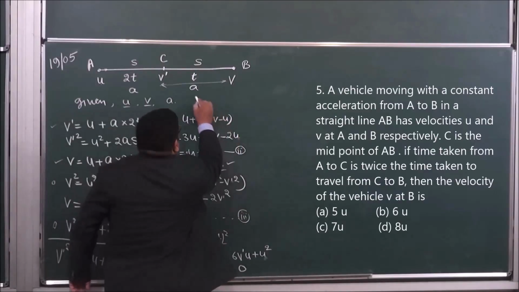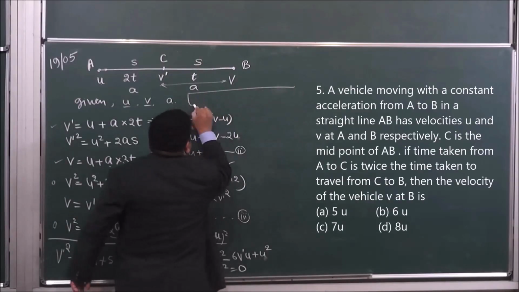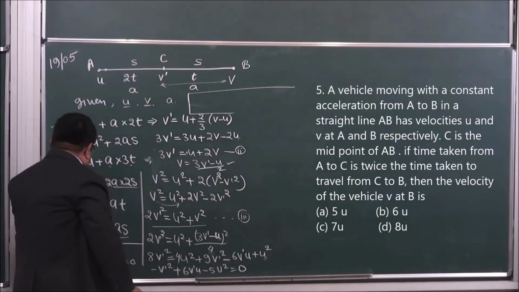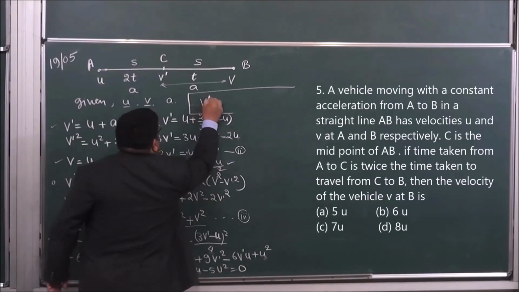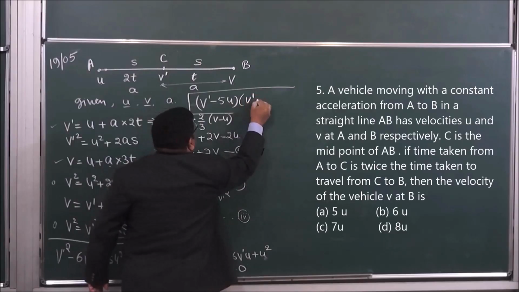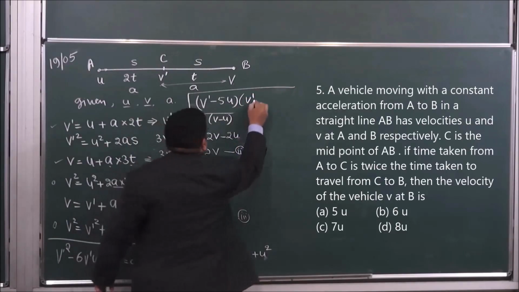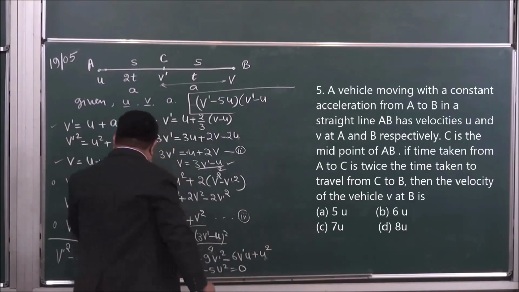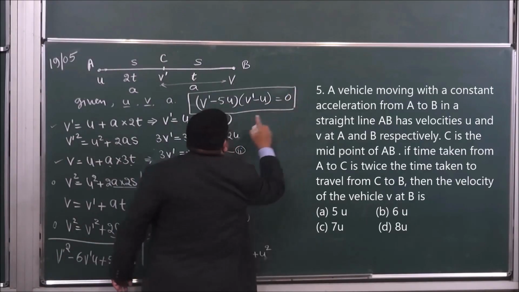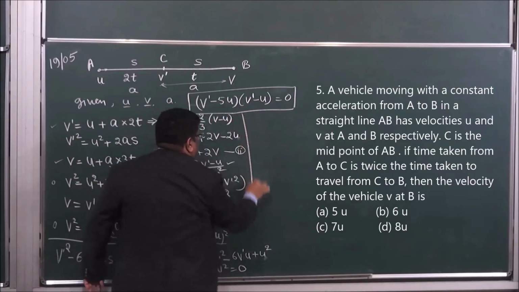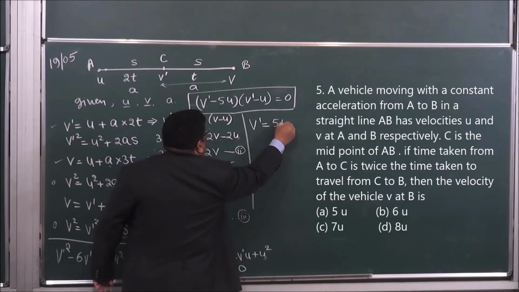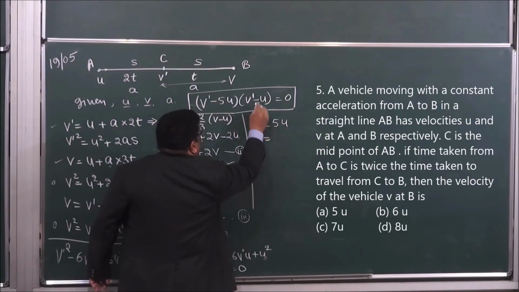So I write it here. We get v dash minus 5u and v dash minus u is equal to 0. Therefore v dash has two values. It is either v dash is equal to 5u or v dash is equal to plus u.